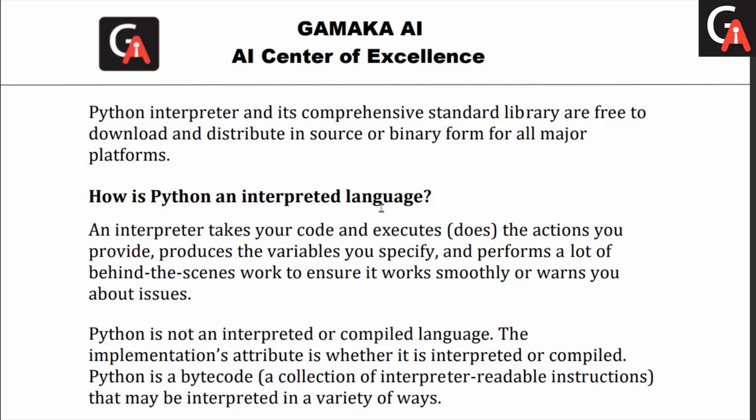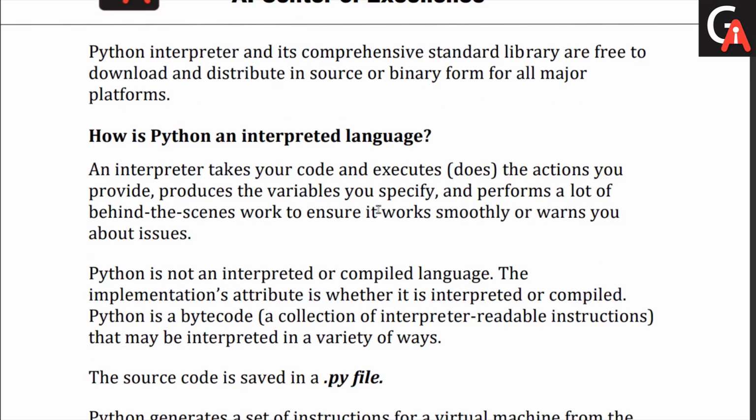Clear? So next question we have for the day: how is Python an interpreted language? Okay, an interpreter takes your code and executes it. So it does some actions that you provide, then produces variables you specify, and performs a lot of behind the scene work to ensure it works smoothly or warns you about issues. Python is not strictly an interpreted or compiled language. The implementation's attribute is whether it is interpreted or compiled.